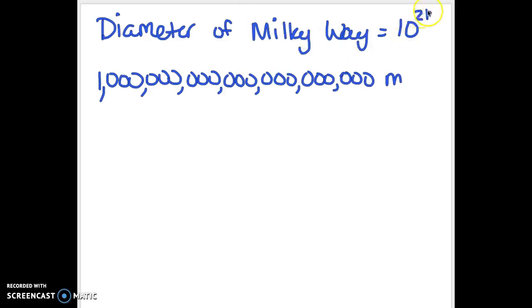So using exponents, you're going to see these a lot talking about either really, really big numbers or really, really small numbers. And we'll get into that when we start talking about scientific notation.